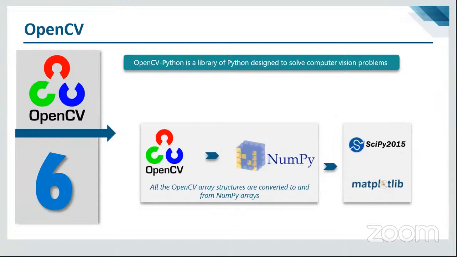OpenCV is a library which helps you to process your images very, very well. But of late, OpenCV is also helping you to do some text transformation, which is very, very limited in nature. But OpenCV is more used for your image processing.